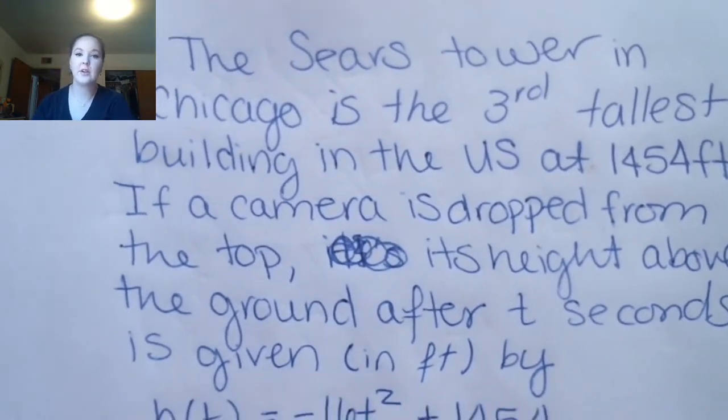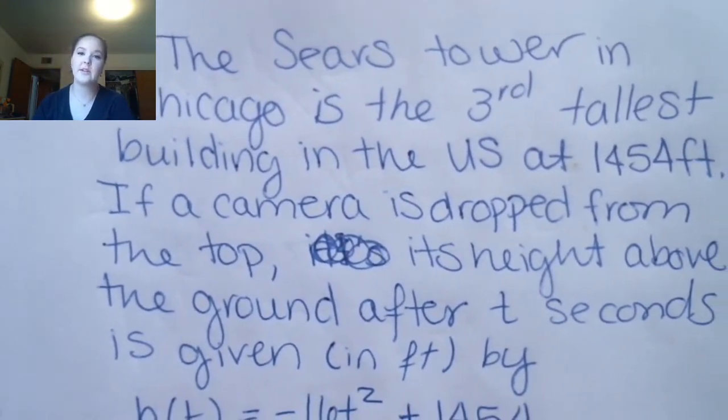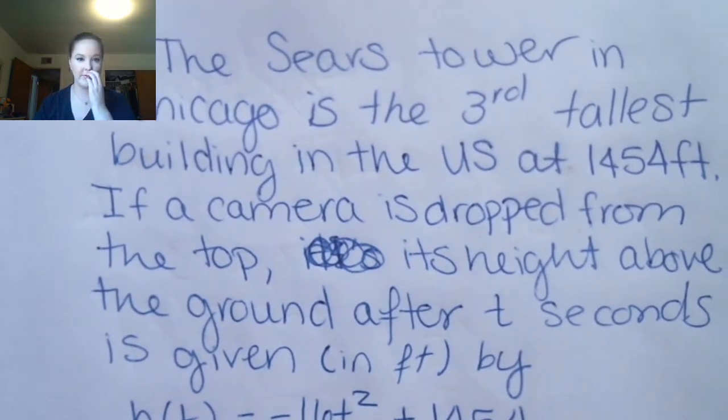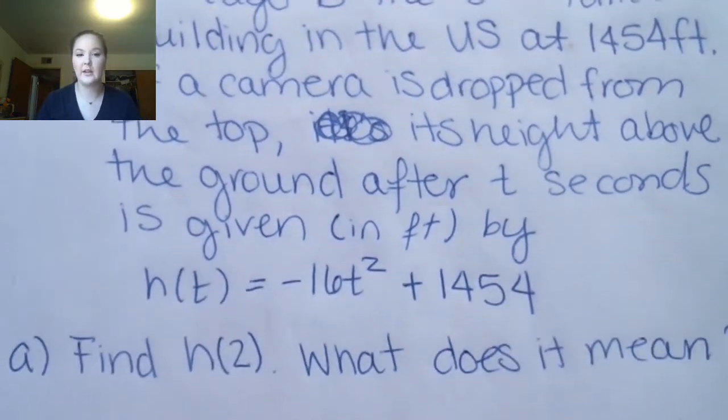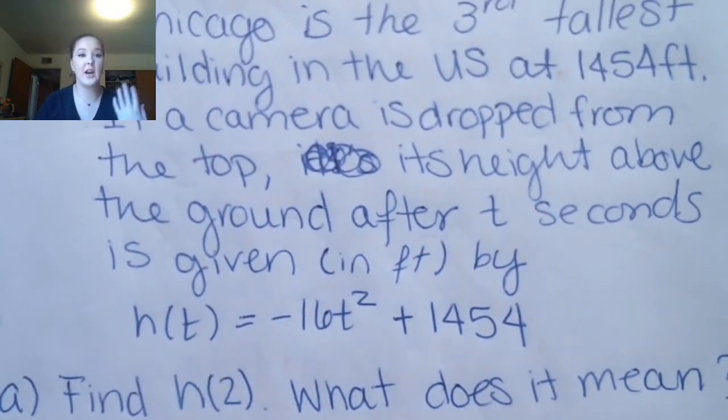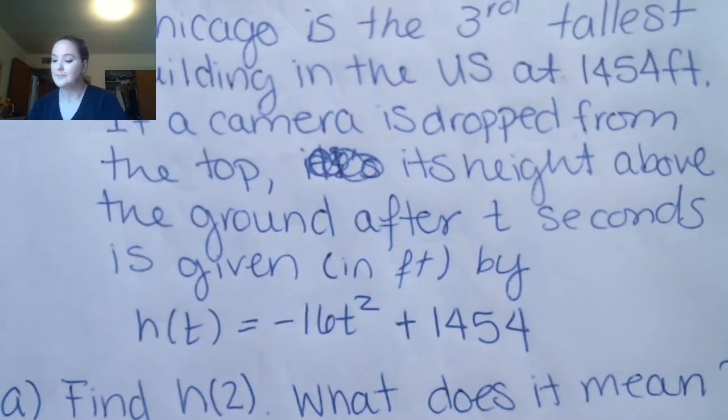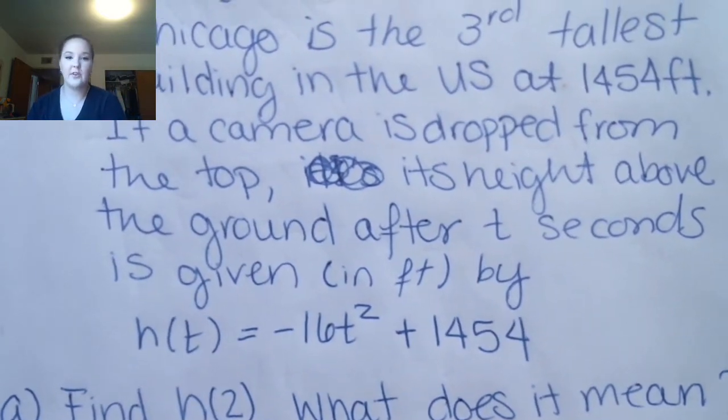The Sears Tower in Chicago is the third tallest building in the US at 1,454 feet. If a camera is dropped from the top, its height above the ground after t seconds is given in feet by this equation. Okay, so what's nice about these applications is they're actually giving you the equation. So unlike what we saw in the very first section that we did in class where you had to come up with the equation yourself, these are mostly going to give you the equation and then ask you some questions about it. Okay, so here's where we get into our function notation.